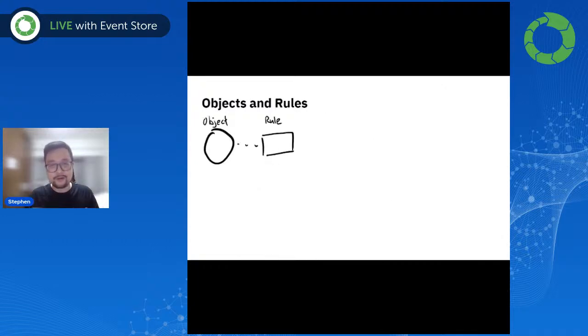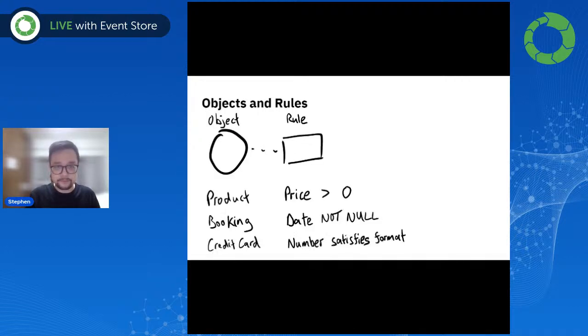So, it is common to have business rules over objects that dictate how the object's data has to satisfy some constraint. So, for example, maybe in a supermarket inventory system, the product object's price might need to be greater than 0. In a hotel booking system, the booking object must have a booking date. And for a credit card object, the credit card number itself must match the format of its card type. So say maybe MasterCard must have 16 digits.